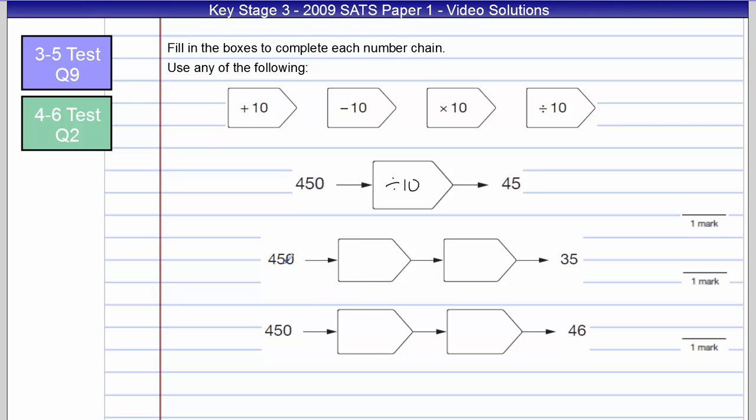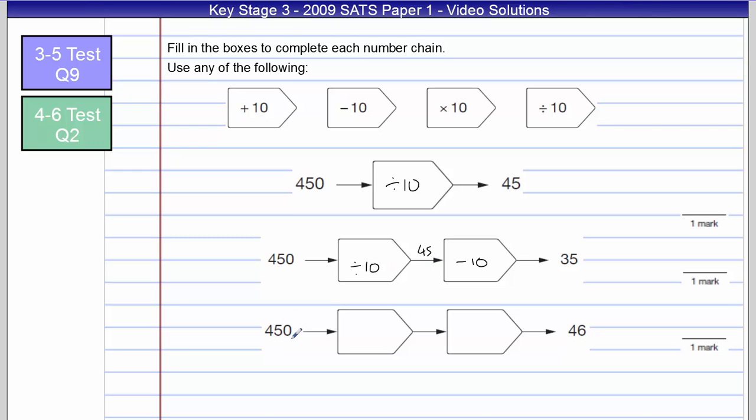So here we want divided by 10, because 450 divided by 10 gives us 45. Here we start with 450 and we want to get to 35. Well, if we made it 10 times smaller by dividing by 10, that would get us to 45 just here. And then to get us down to 35, we need to subtract 10. If you don't spot it straight away, the best thing you can do is a bit of trial and error. Try something. If it doesn't work, try something else. There's not that many possibilities with the numbers up here.